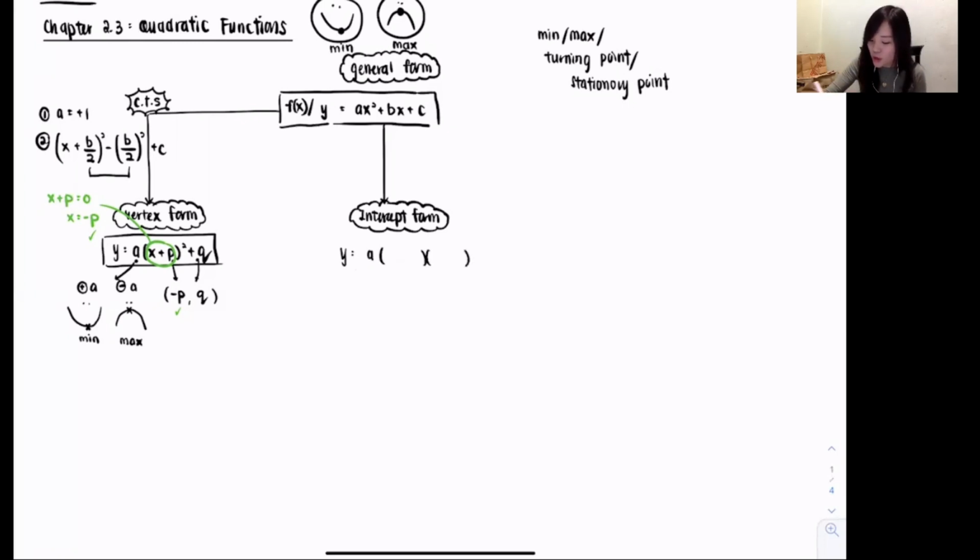a bracket with x minus b, x minus c. Something like this. This is how an intercept form looks like, okay, my dear? So you must be thinking, then teacher, how does general form become intercept form? It's actually something you learned before called factorization.